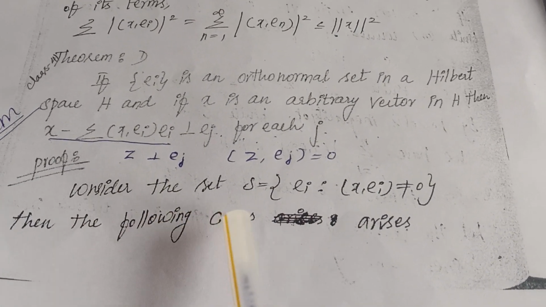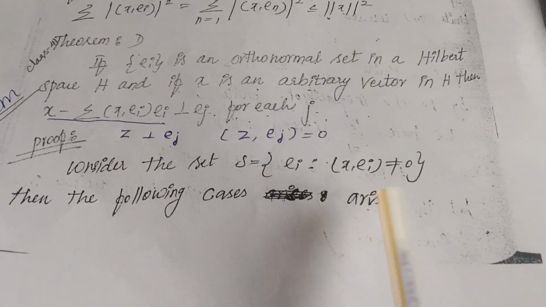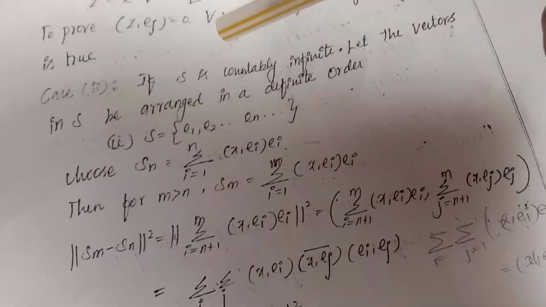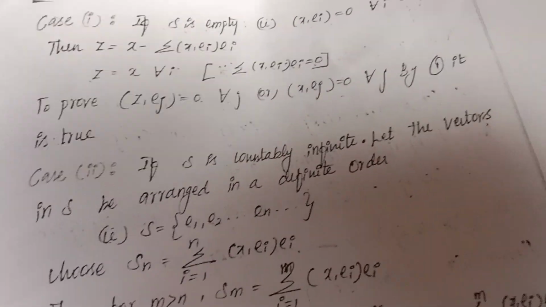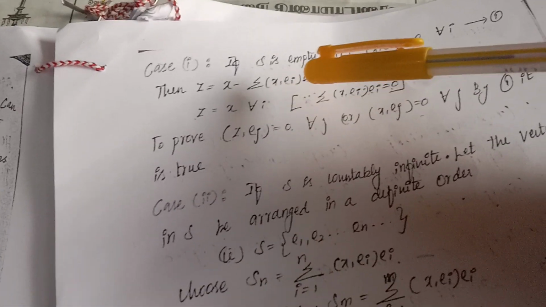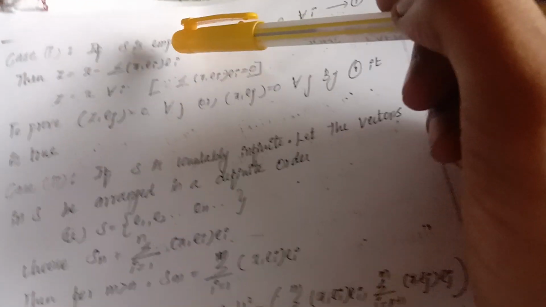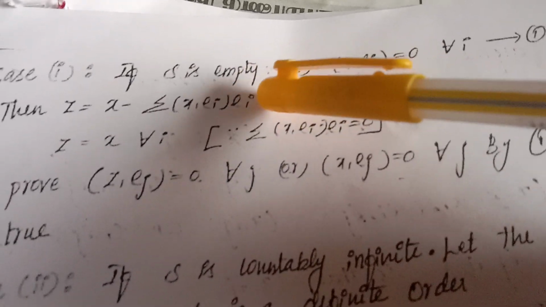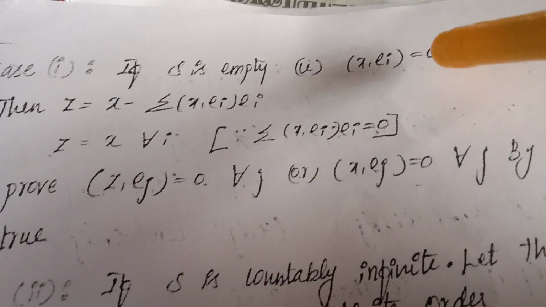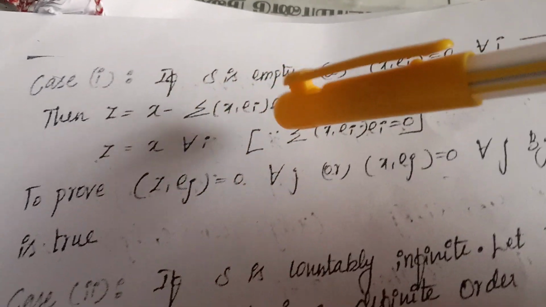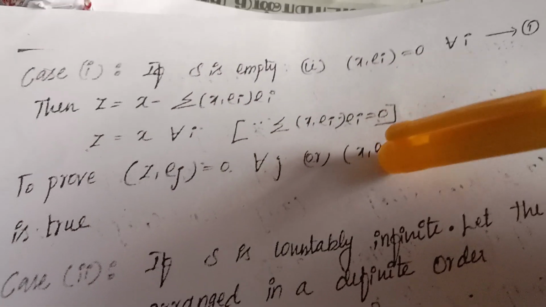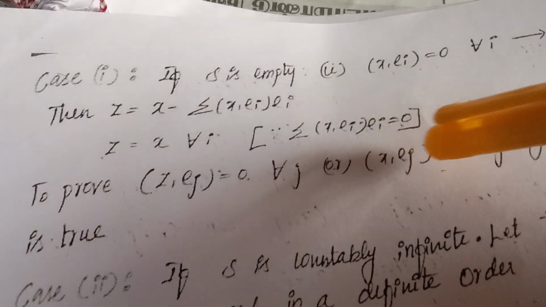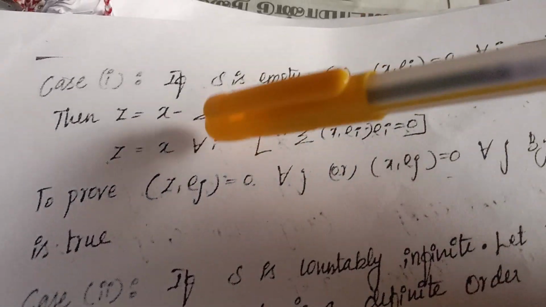So we consider the set S of e_i such that ⟨x, e_i⟩ is not equal to 0. Then the following cases arise. Case 1: S is empty, and case 2: S is countable. For the empty case, ⟨x, e_i⟩ equals 0, so we take z equal to x minus summation ⟨x, e_i⟩ e_i. If ⟨x, e_i⟩ equals 0, then z equals x. So we proved that ⟨z, e_j⟩ equals 0 and z equals x, so ⟨x, e_j⟩ equals 0, and it is true.